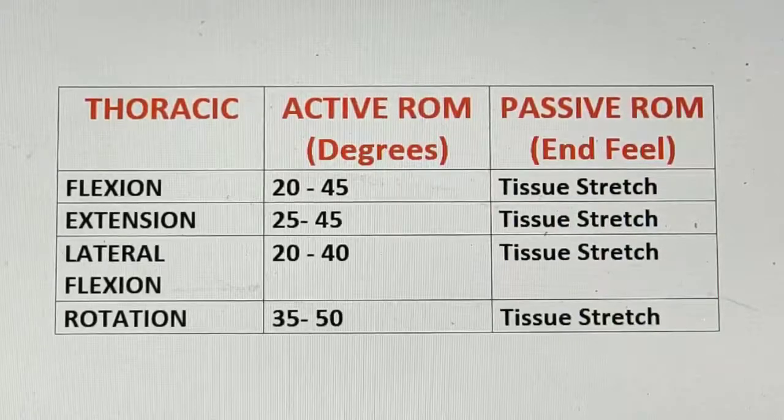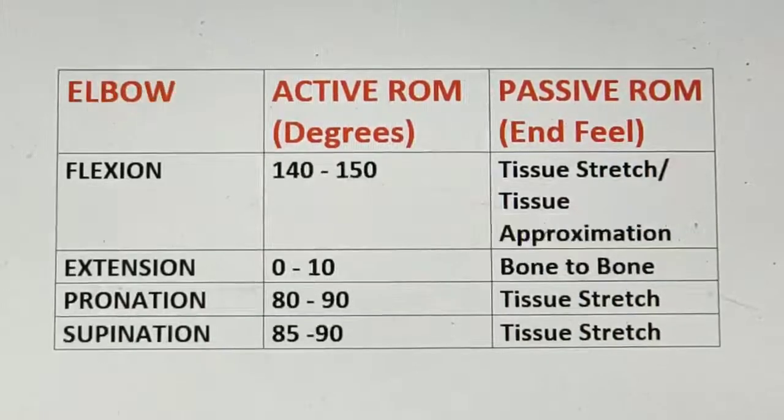Okay, so we're gonna move on to the next, which is the elbow joint. Okay, the normative values of the range of motion of the elbow joint. Now for flexion movement, the active range of motion value in degrees should be 140 to 150 degrees, and the passive range of motion and feel is either tissue stretch or tissue approximation.